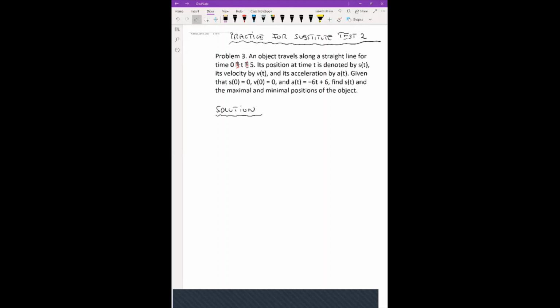It's still an important preparation for the final exam. Okay, one of the problems is an easy antiderivative problem. That's problem 3, where you have to find the position of an object.